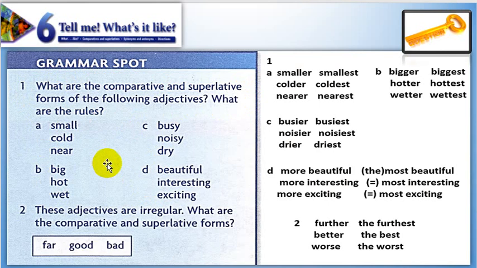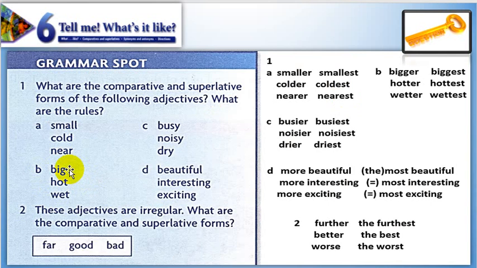We will see why, because we already explained that there are 4 kinds of adjectives. Small, cold, near, they are short adjectives with one syllable. Here is the solution. I put it for you. Small, smaller, smallest. Cold, colder, coldest. Near, nearer, nearest.